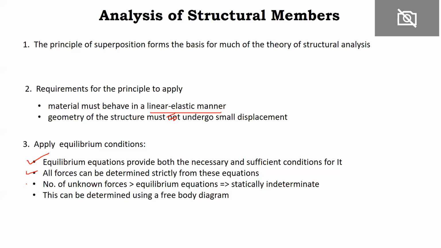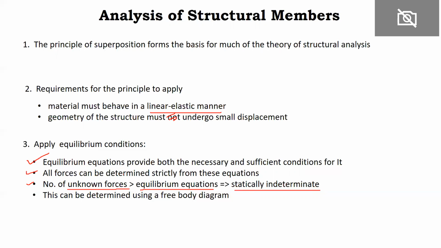And the third condition is that the number of unknown forces is always greater than the number of equilibrium equations. In that case, such structures are called indeterminate structures. I will elaborate on this later. So this is the condition for obtaining a statically determinate or indeterminate component. This condition I will explain.